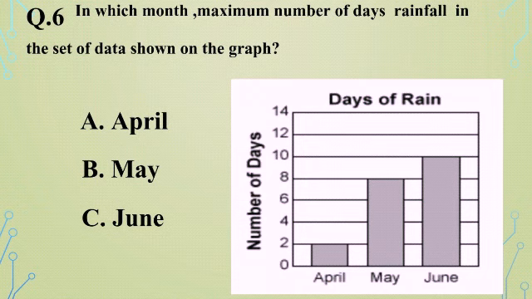So here the question is, you have to find the maximum number of days of rainfall in which month? April, May or June? Which month is the maximum? Which month has the maximum number of days of rainfall? So the options are there. You have to find the answer. From the graph, you can easily understand which month has the maximum number of days of rainfall. So you have to answer it.